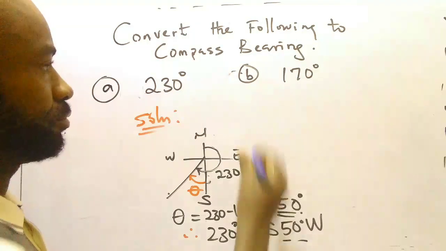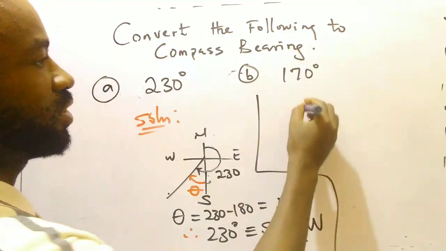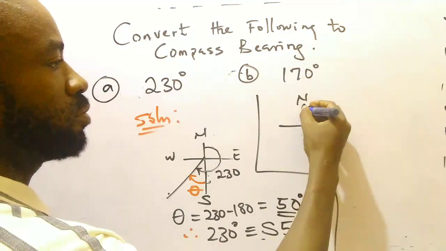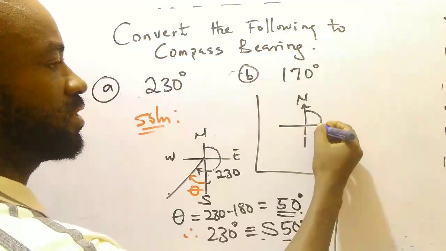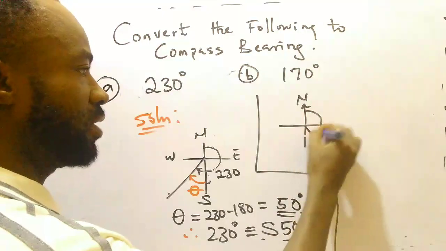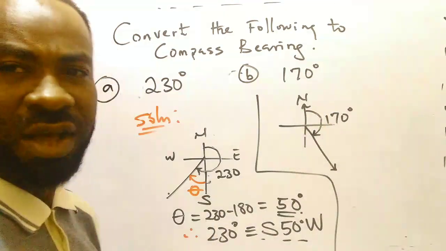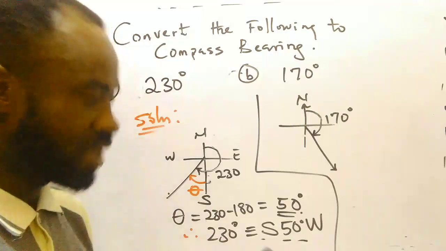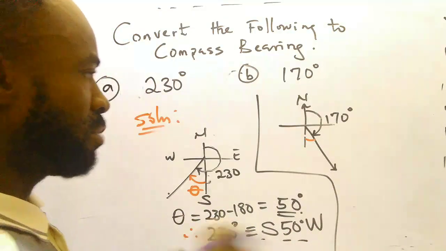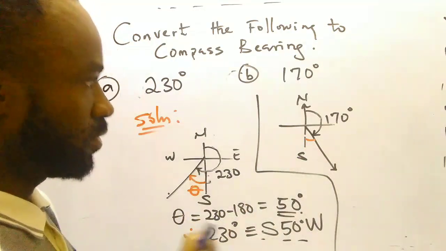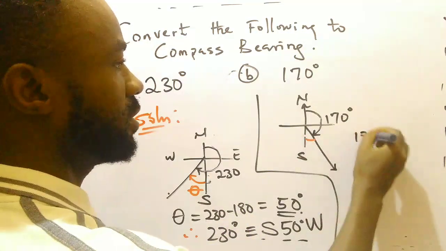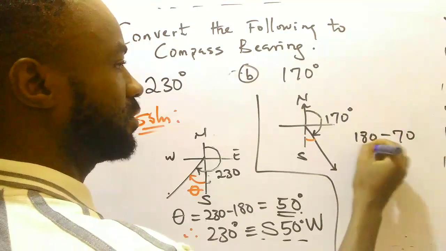Let's check question B. We do the same thing when we draw our cardinal points. 170, if we move 90, 170 should be close. And as usual, if here is 170, the acute angle closer to either the north or the south is the bearing, and that acute angle is this one. Remember this is south, so that acute angle is 180 minus 170, which is 10 degrees.